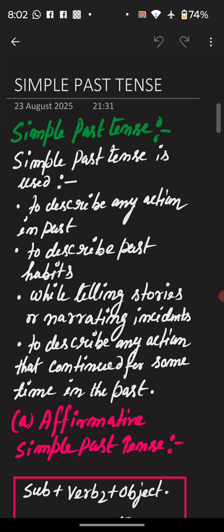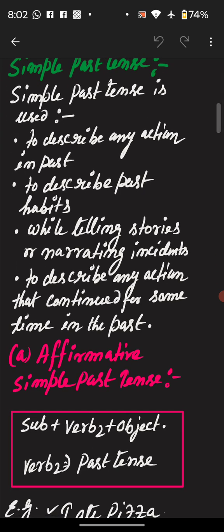Simple past tense is used to describe any action in the past, to describe past habits, while telling stories or narrating incidents, or to describe any action that continued for some time in the past. These are the uses of simple past tense. Now let us check out all the formations of this simple past tense one after another.